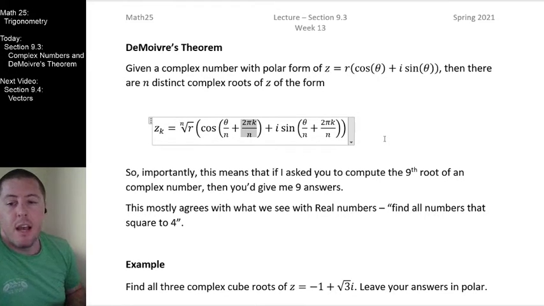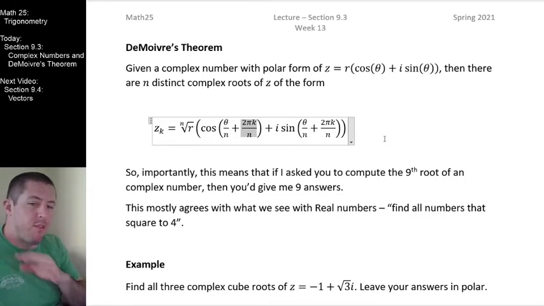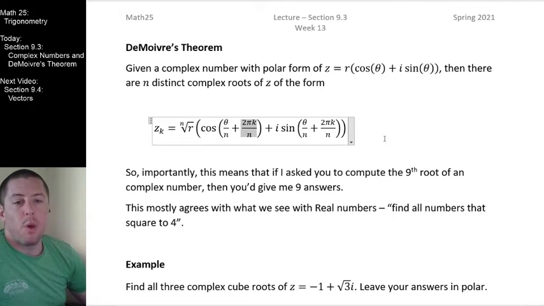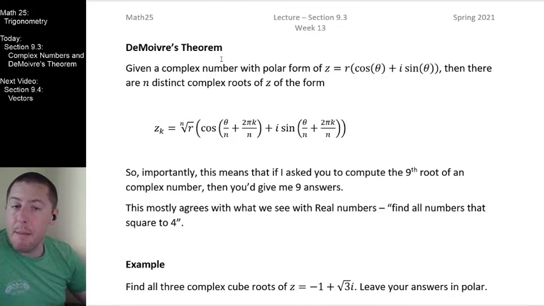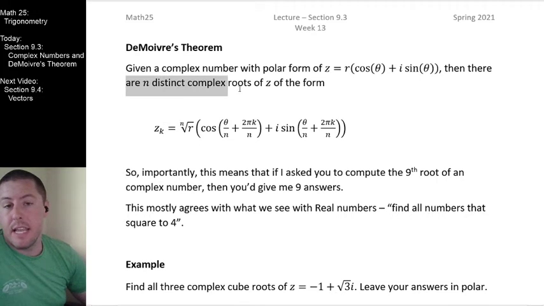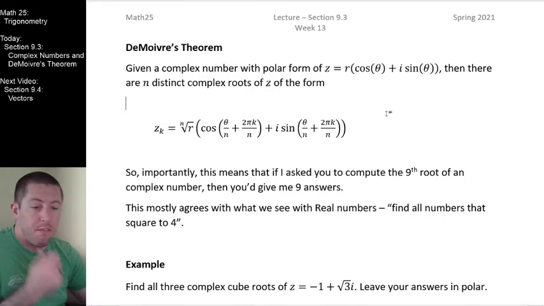De Moivre's theorem says, basically, if we're doing fractional powers, that's going to be just as good as when we did our whole number powers up above. We're basically using that same formula, but the one difference is that given a complex number with our typical polar form right there, then what we're going to get is that there are n distinct complex roots of z of this form right here.